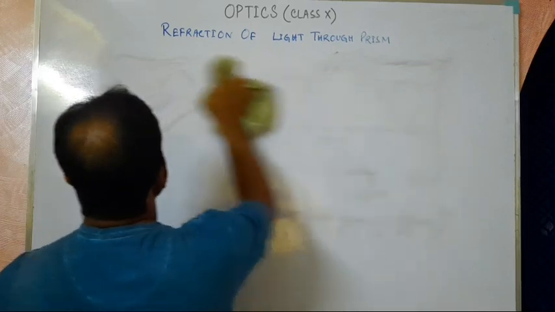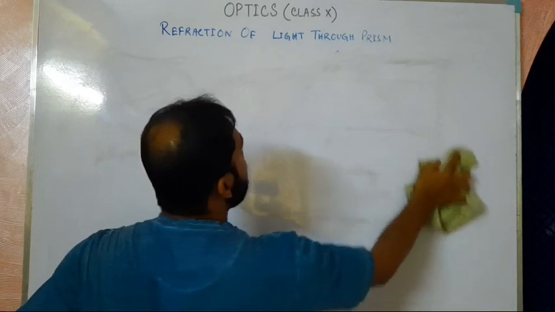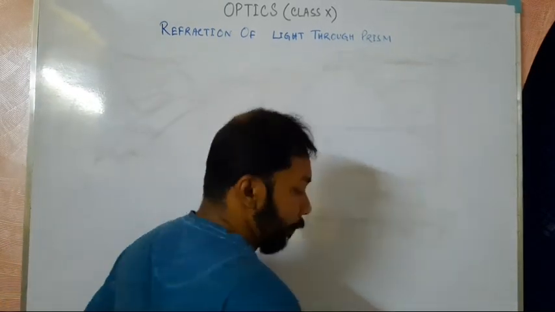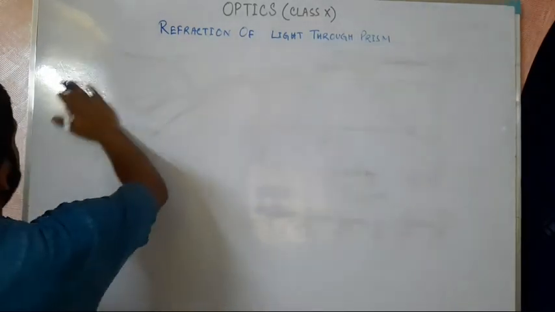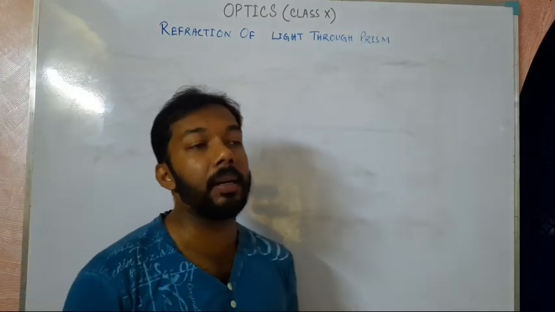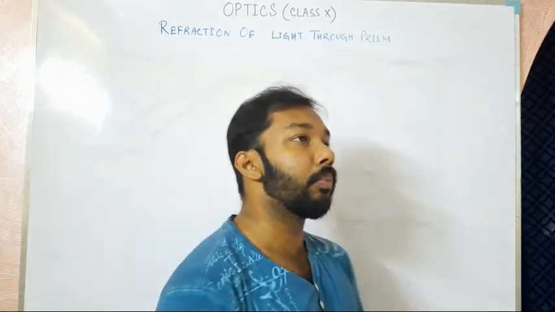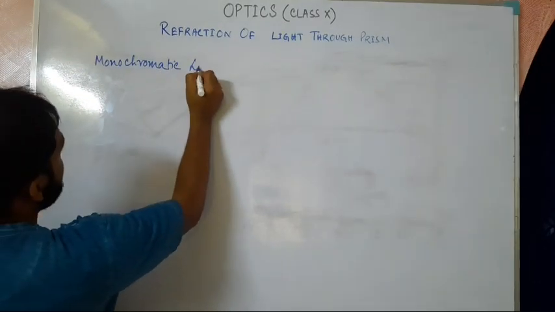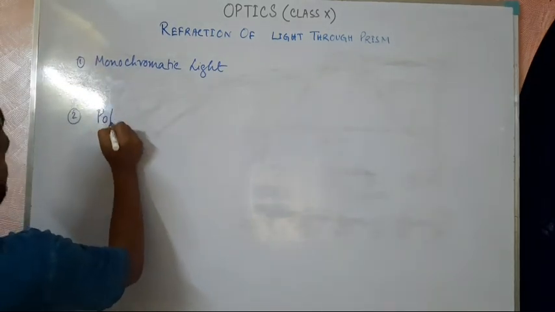So what we are about to see is what happens when light enters into the prism. I'm just writing as a note. You can write it down in your paper. Two things could happen. You know, there are two types of light. First is monochromatic light. And another is polychromatic light.